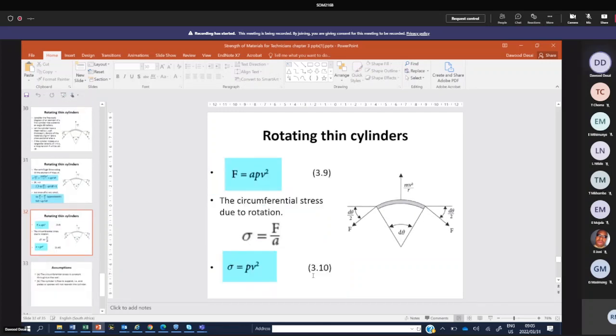And you end up with this equation, 3.10. Write it down. Take a photo. It should be in your book also. I don't know if your book covers rotating cylinders. I don't think so. Okay, so stress due to rotation. Listen to what I'm telling you nicely. This is for rotating cylinders only. So the stress due to centrifugal rotation, or rotation, is rho, which is the density. It's not P, it's rho. Okay, it's the density times the velocity square. Rho V square.